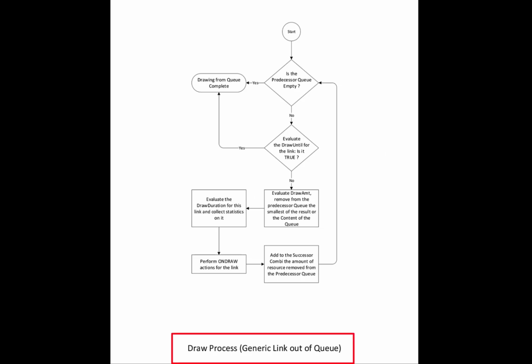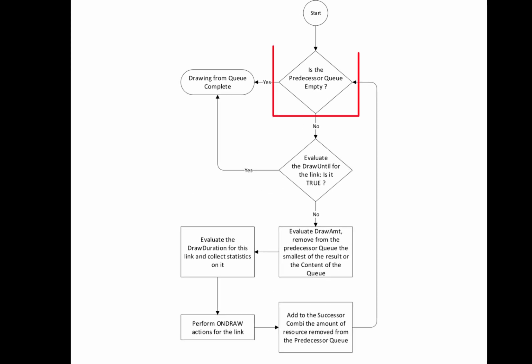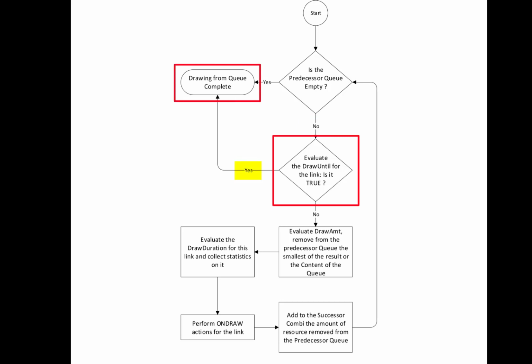This flowchart describes the drawing process for a generic link that connects a queue holding generic resources to a Combi. At the start of the drawing process, Stroboscope checks to see if the predecessor queue is empty. If it is, then the drawing from the queue is complete. If the predecessor queue is not empty, then Stroboscope evaluates the draw until for this link. If the draw until is true, then again Stroboscope stops drawing from the queue.